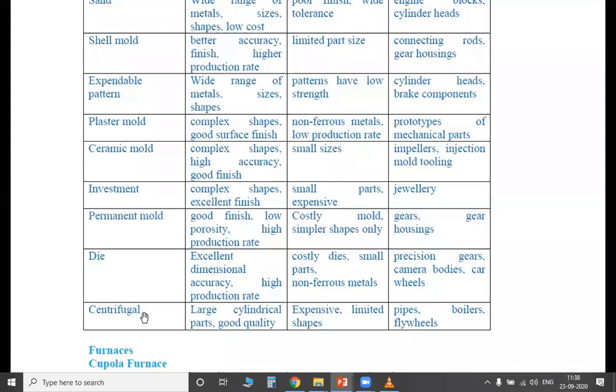And centrifugal casting: large cylindrical parts and good quality are the advantages. The disadvantages are that it is expensive and has limited shapes.